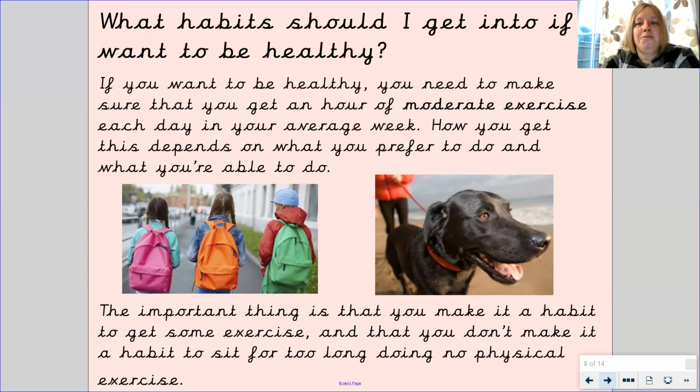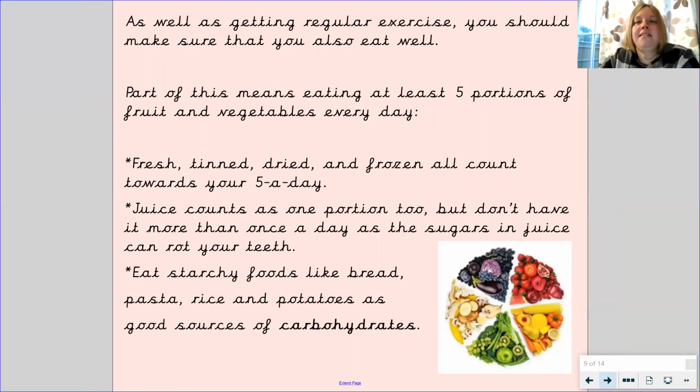And we've talked about the importance of getting up and moving while we're at home doing our learning to help us to focus. As well as getting regular exercise, you should make sure that you also eat well. Part of this means eating at least 5 portions of fruit and vegetables every day. Fresh, tinned, dried and frozen all count towards your 5 a day. Juice counts as 1 portion too, but don't have it more than once a day, as the sugars in the juice can harm your teeth.